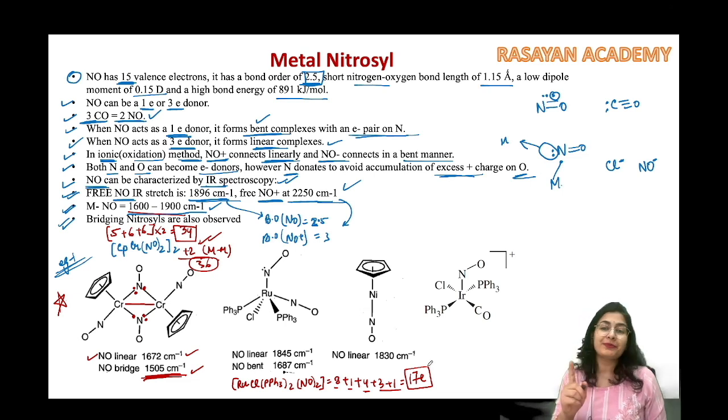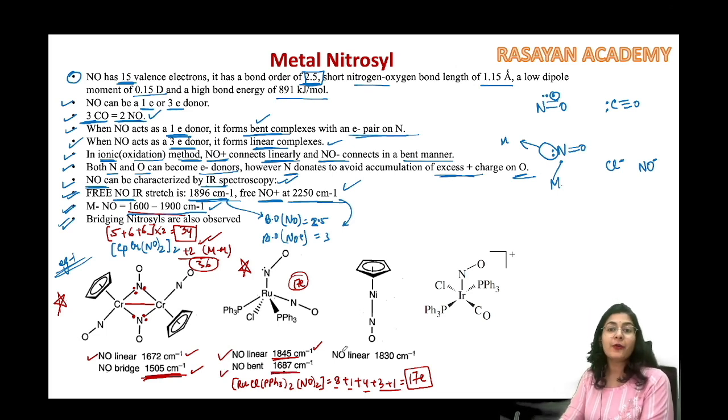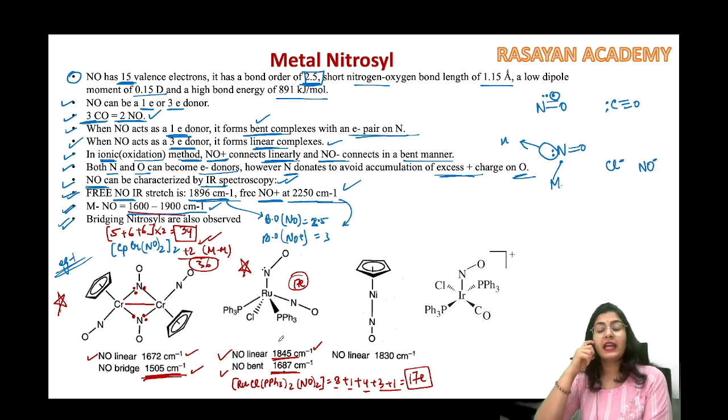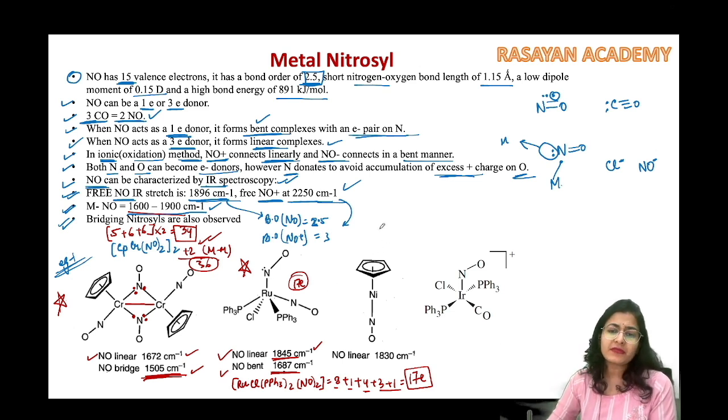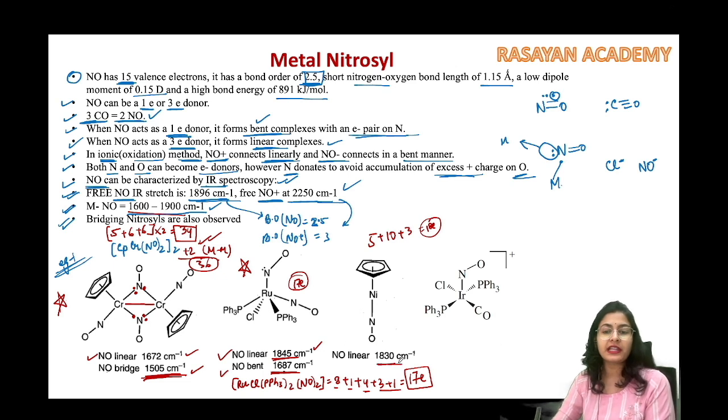So you have to remember this example, okay? Don't fall into the trap in the exam. This is a 17 electron system which is found to have one linear and one bent nitrosyl. तो linear वाले की value यहीं आ रही है इन दोनों के बीच में 1845 centimeter inverse and the bent nitrosyl is 1687 centimeter inverse. Okay, very important. Now the next one over here. You are having a Cp 5 electrons plus nickel has 10 plus nitrosyl has 3. So this is simple 18 electron system. No problem, no trouble. Linear nitrosyl है, ये value आ गई.